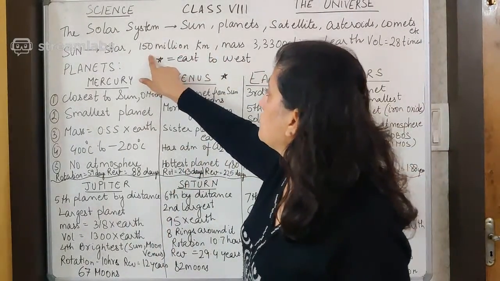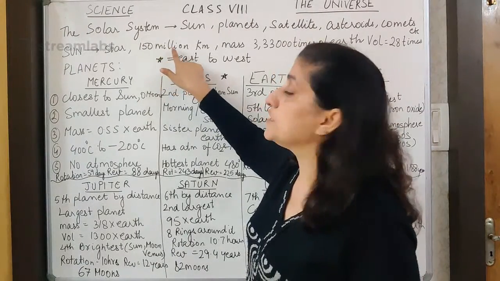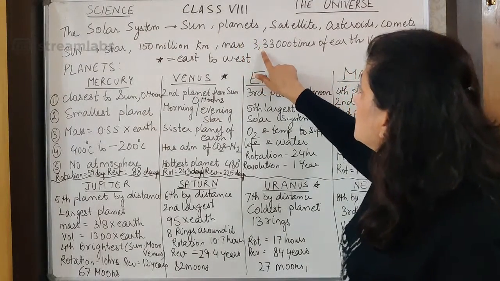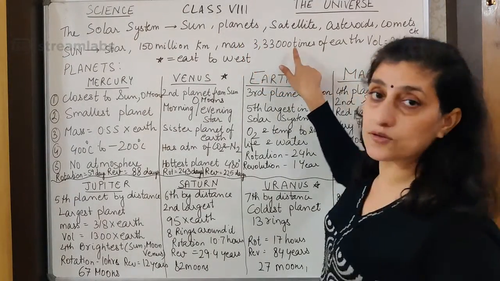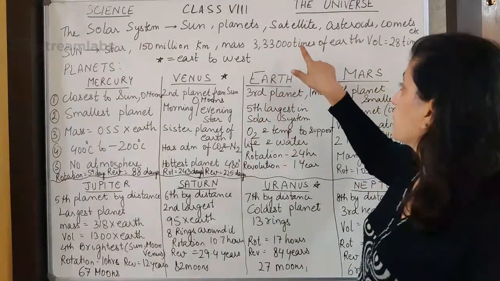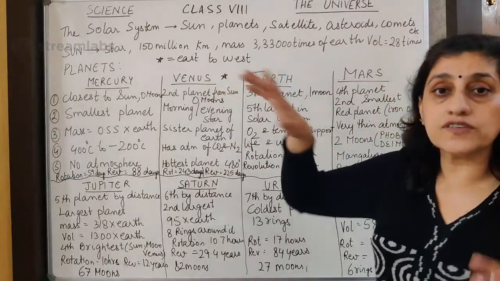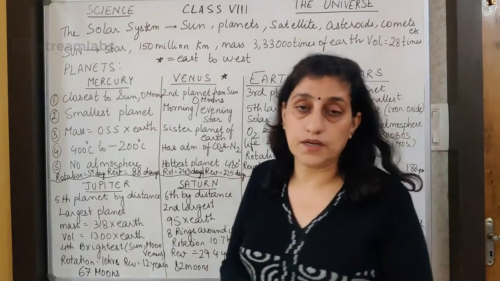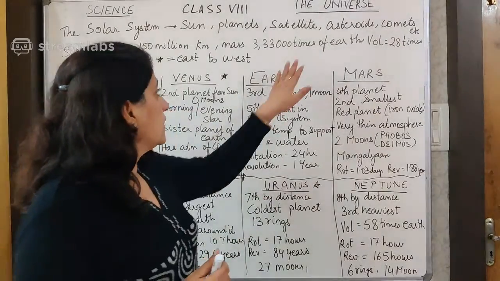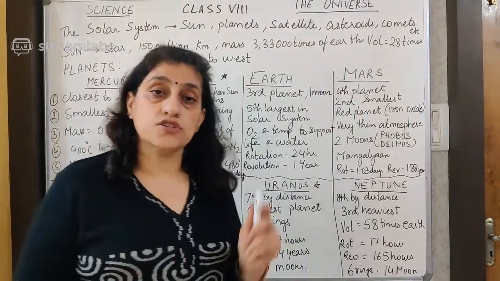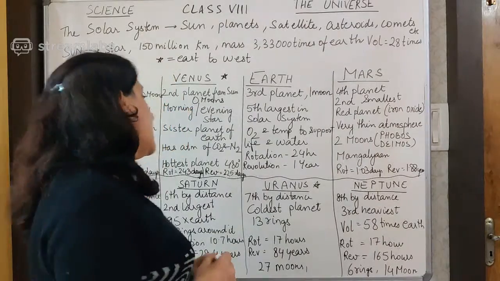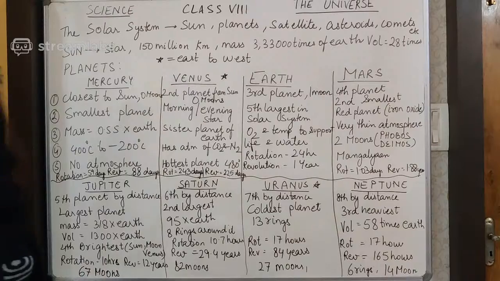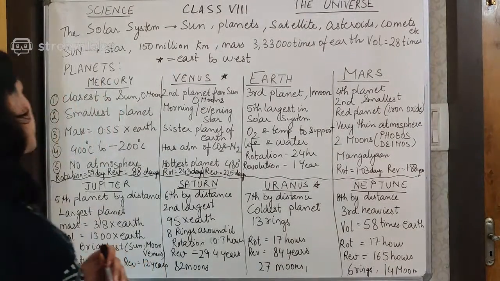The distance of the sun from the earth is about 150 million kilometers. The mass of the sun is 3,33,000 times that of the earth, and the size of the sun is also about 28 times the size of the earth. Okay, so now we will come to the discussion of the planets one by one. I have given a summary of all the planets so that learning becomes very easy for you.